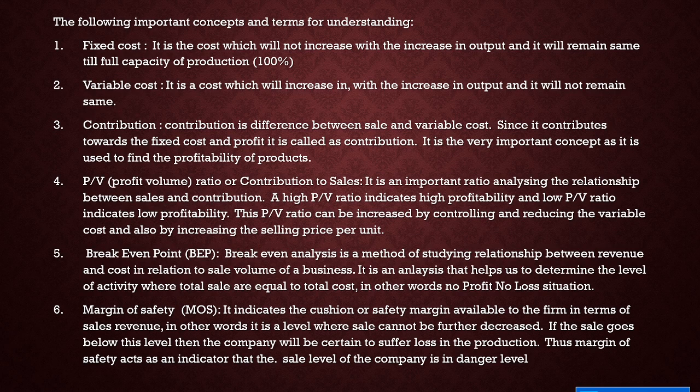Next, the variable cost. It is a cost which will increase with the increase in output, and it will not remain the same. So I hope you understood the difference between the fixed cost and variable cost. In short, fixed cost remains constant for all levels of production. Variable cost keeps increasing and decreasing with the increase or decrease in output.